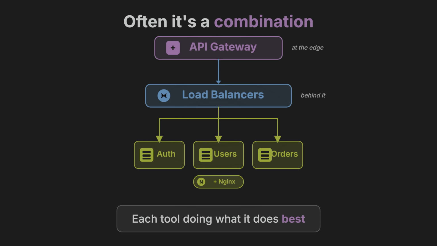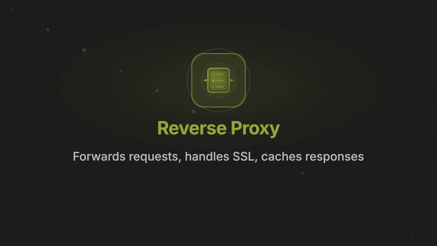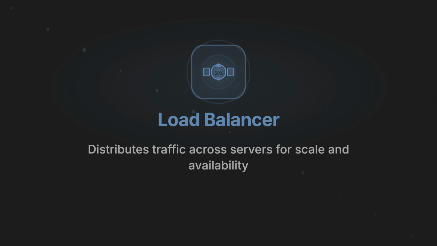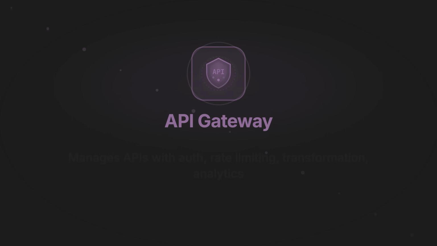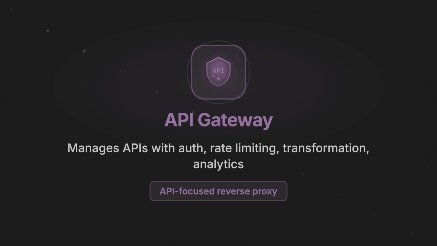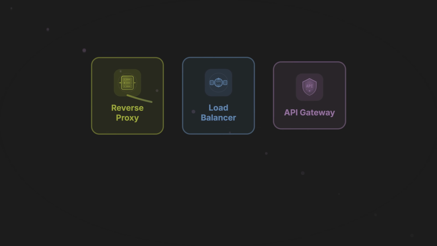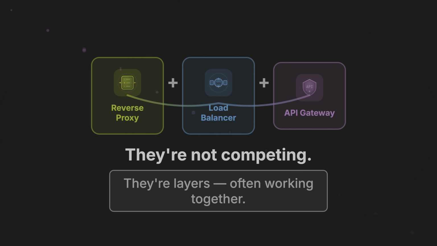To recap, a reverse proxy forwards requests, terminates SSL, caches responses. General purpose. Load balancer distributes traffic across servers for scale and availability. Specialized reverse proxy. API gateway manages APIs with auth, rate limiting, transformation, analytics. API-focused reverse proxy. They're not competing, they're layers, often working together.